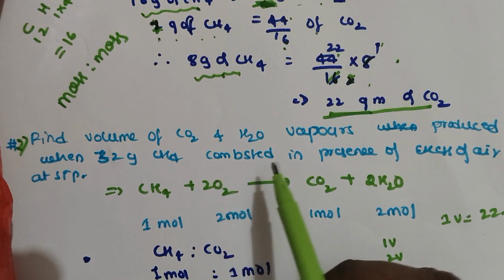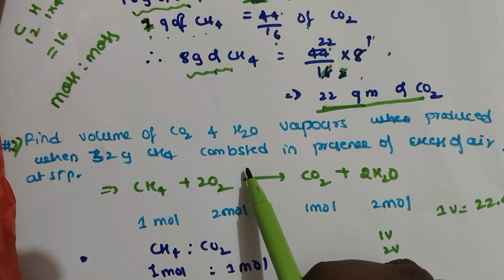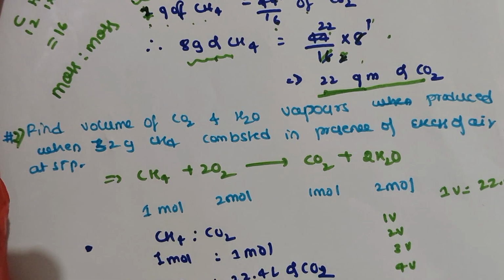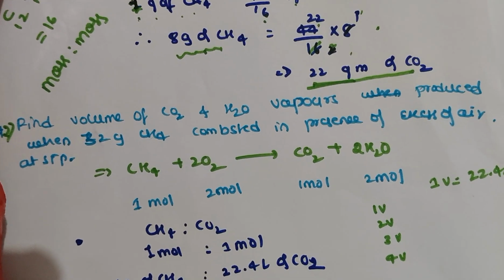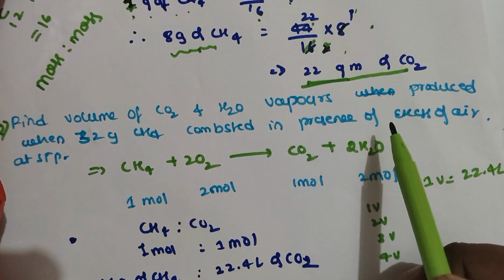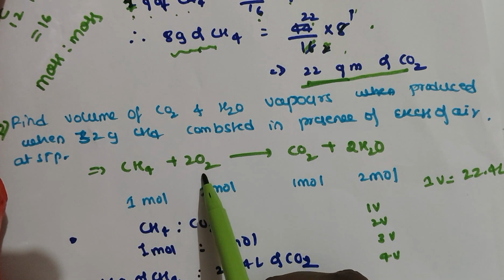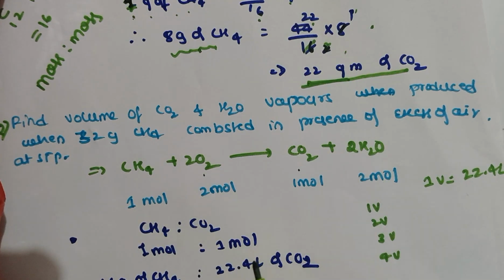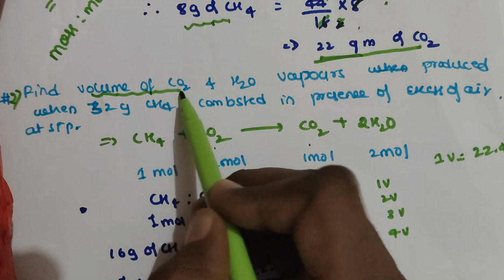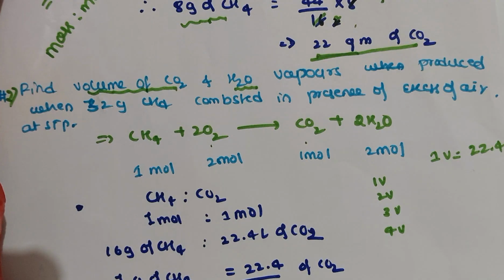Find the volume of CO2 and H2O vapors produced when 32 gram of CH4 is combusted in presence of excess of air at STP. Now we calculate the volume of CO2 and H2O at STP. Again a combustion reaction is given. Already I mentioned that in combustion CH4 reacts with oxygen and gives CO2 and H2O. Again they ask the volume of CO2 and the volume of water vapors produced. First we calculate CO2.